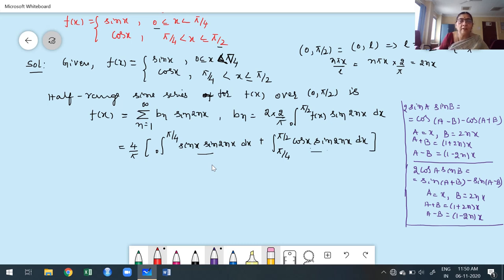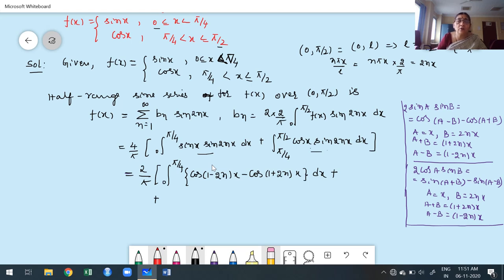Now, anyway, here we have 4. Keep 1 or 2. 4 can be written as 2 into 2. Write 1, 2 here. I'll take another 2 inside the integral. 2 by pi, integration of 0 to pi by 4. Fine. Now, what do we get? 2 sin A sin B is nothing but cos of (A minus B). A minus B is what? Cos of (1 minus 2n) into x, minus cos of (A plus B), (1 plus 2n) into x, with respect to x.